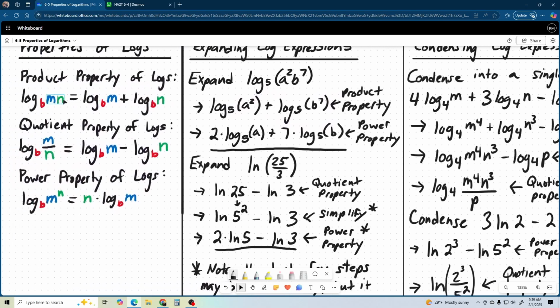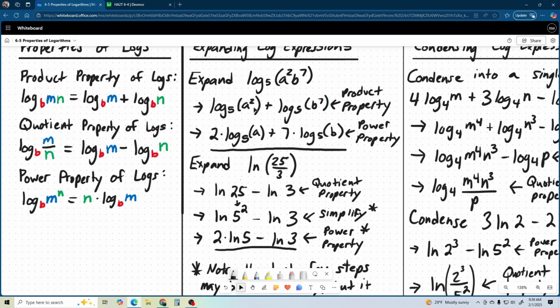Remember, if we have two things multiplied together, we can say that they're adding the logs. So here we have a squared times b to the 7th, so we can say log of a squared and then log of b to the 7th, right? And then, of course, the bases always stay the same. But you see how the a squared b to the 7th that was multiplied is now added? We have two logs now.